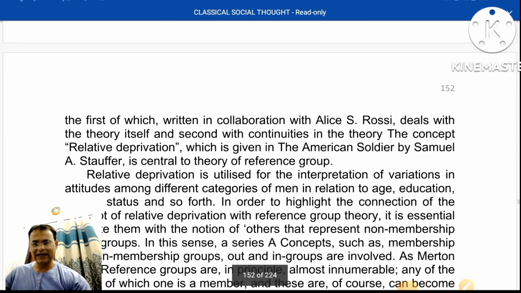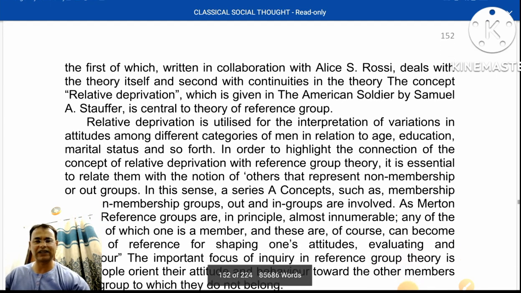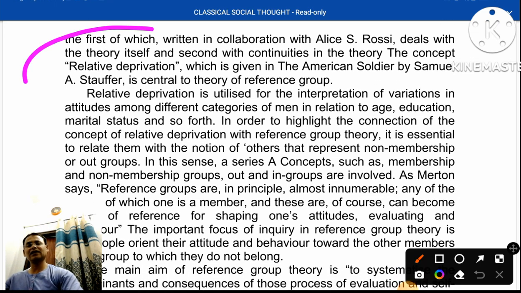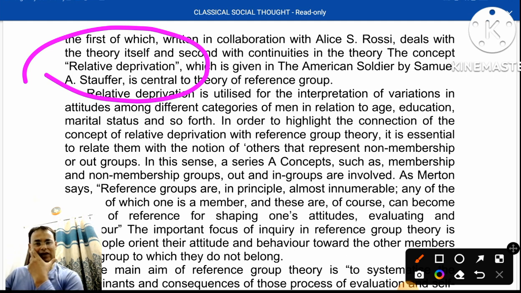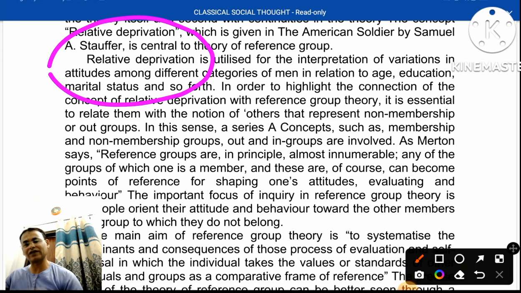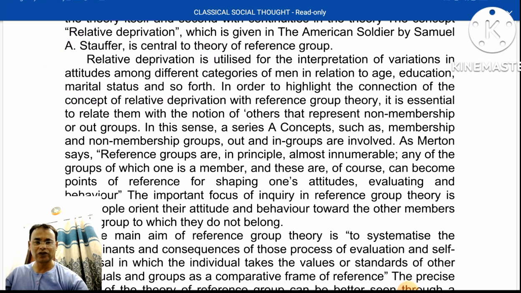This was written in collaboration with Ross, along with the theory itself. Second, the contribution, the concept: he associated the concept of relative deprivation, given in The American Soldier by Samuel Stouffer, as central to reference group theory. Merton said that relative deprivation is important for reference group in the interpretation of variation in attitude among different categories of men in relation to age, education, marital status and so forth.